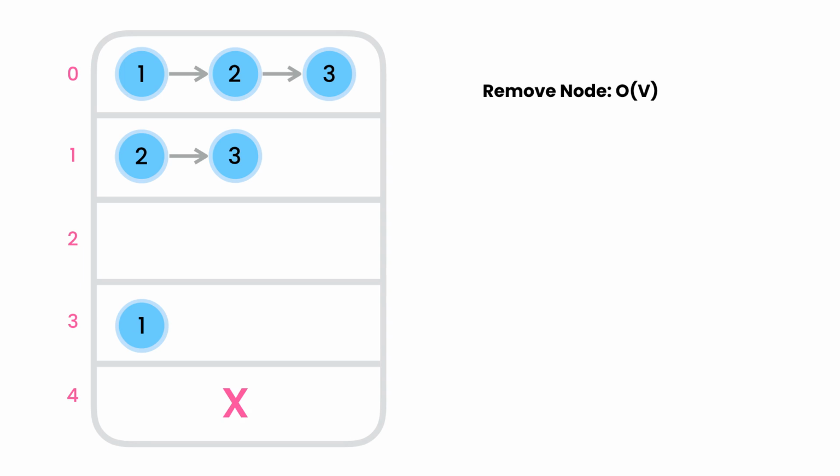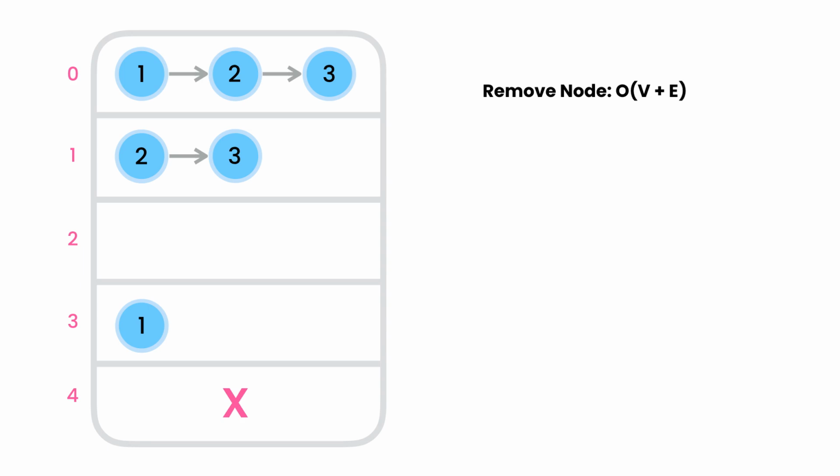Now, in each iteration, we need to remove the target node from each linked list. Removing a node from a linked list is an O of N operation. But here the number of nodes in each linked list can vary. So how can we calculate the time complexity? Well, we don't really care about the number of nodes in each linked list. In total, if our graph has E edges, we're going to have E nodes across all these linked lists, right? So the time complexity of removing a node is O of V plus E.